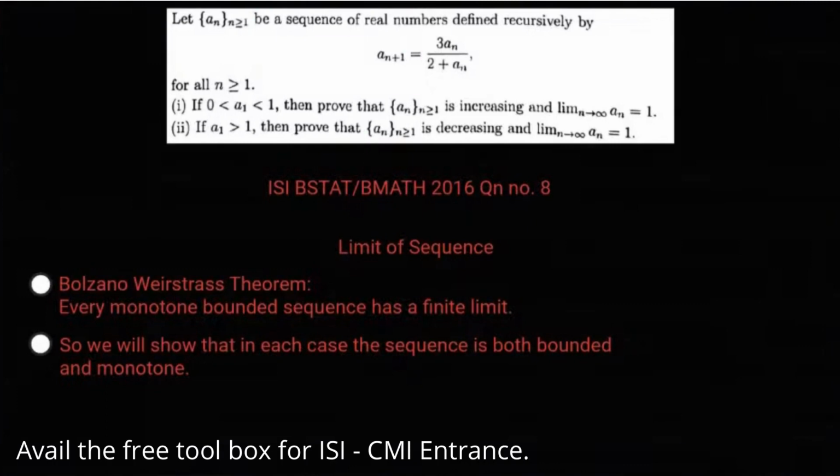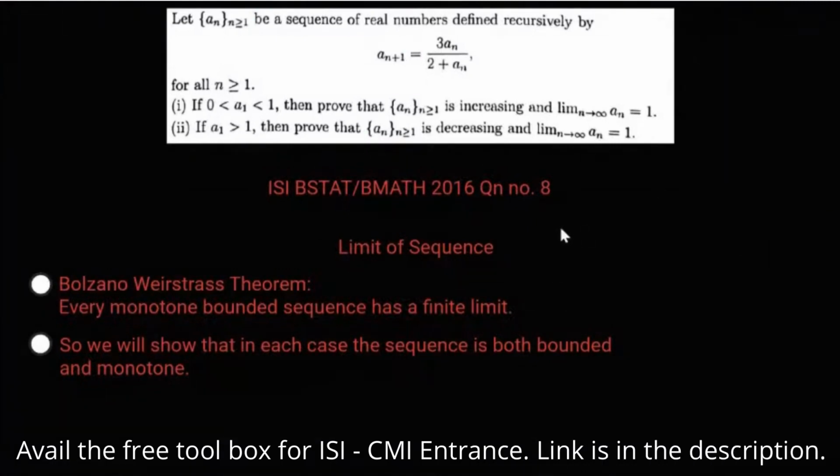Today I'm gonna discuss a past year problem of the ISI B.Stat.B.Math entrance examination. This is the question. It says that a_n is a sequence of real numbers defined as a_(n+1) equal to this expression for all n greater than or equal to 1.